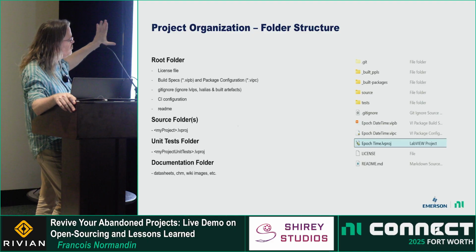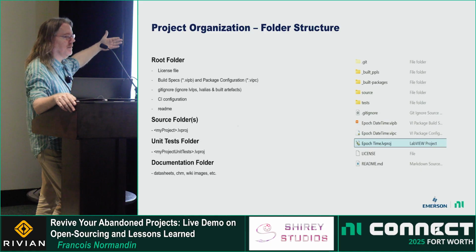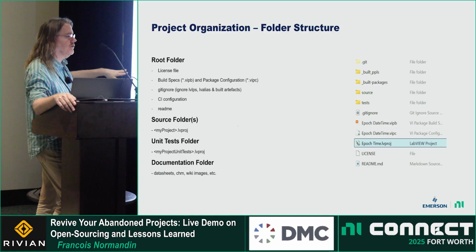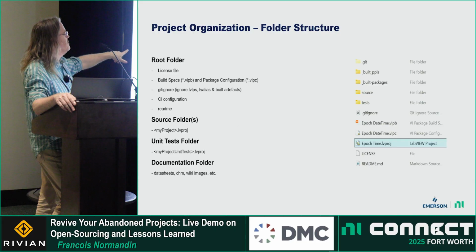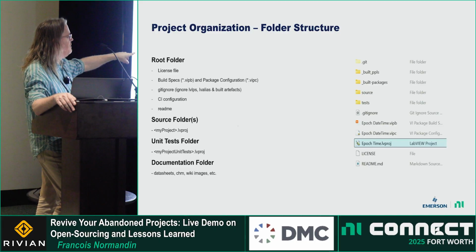Now these are actually local. I'm not going to publish my build PPLs and my build packages in my source code, right? I won't commit that to Git. So I can use my gitignore to ignore those folders. I can also say when I'm in the build spec, I can say just build source, don't build test.